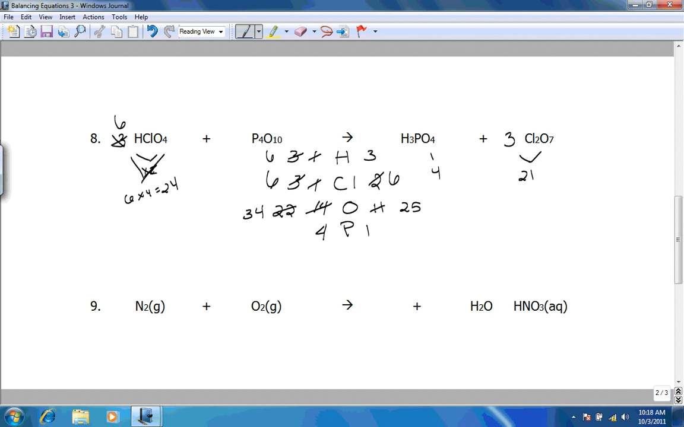Alright, you will also notice that in the process, since we changed the hydrogens, I'm going to go ahead and fix those now. I have 6 hydrogens here. I'm going to multiply this side by 2 to give us 6 hydrogens. That changed our number of phosphorus to 2. And our oxygens, we have 4 times 2 now. So that's 8. And we still have 21 here. So that's 29 now.